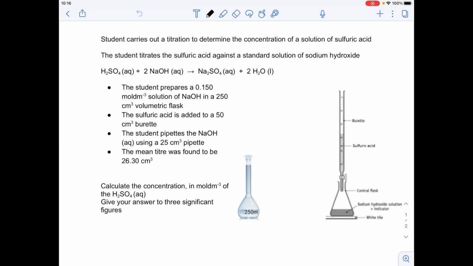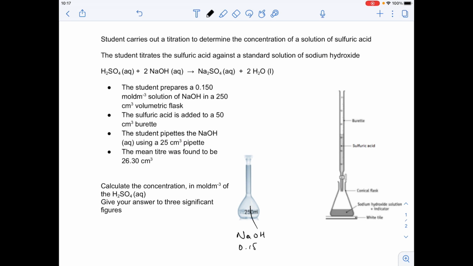You can see I've got a little diagram here of the sort of apparatus that would have been used in this experiment. I always think it's a good idea if you can visualize what's gone on in the question, and you're more likely to be able to get your head around how to process the information. So what's happened, the students titrated sulfuric acid against a standard solution of sodium hydroxide. The students prepared a 0.15 mole per decimeter cubed solution of sodium hydroxide in a 250 cm cubed volumetric flask. So the sodium hydroxide started out in here.